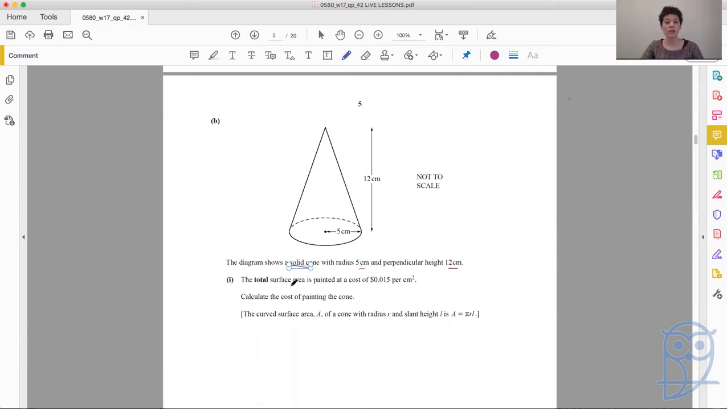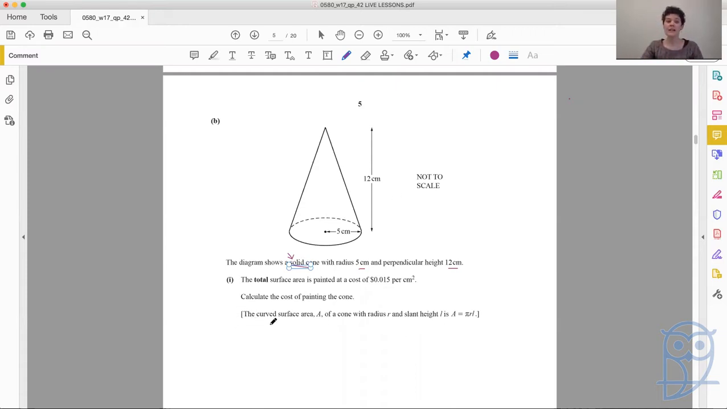The total surface area is painted at a cost of 0.015 per centimeter squared. Calculate the cost of painting the cone. Now remember how they told us it was a solid cone. So that means it's all of the ice cream cone piece of it, plus this bottom piece as well, because the surface area is the complete solid.